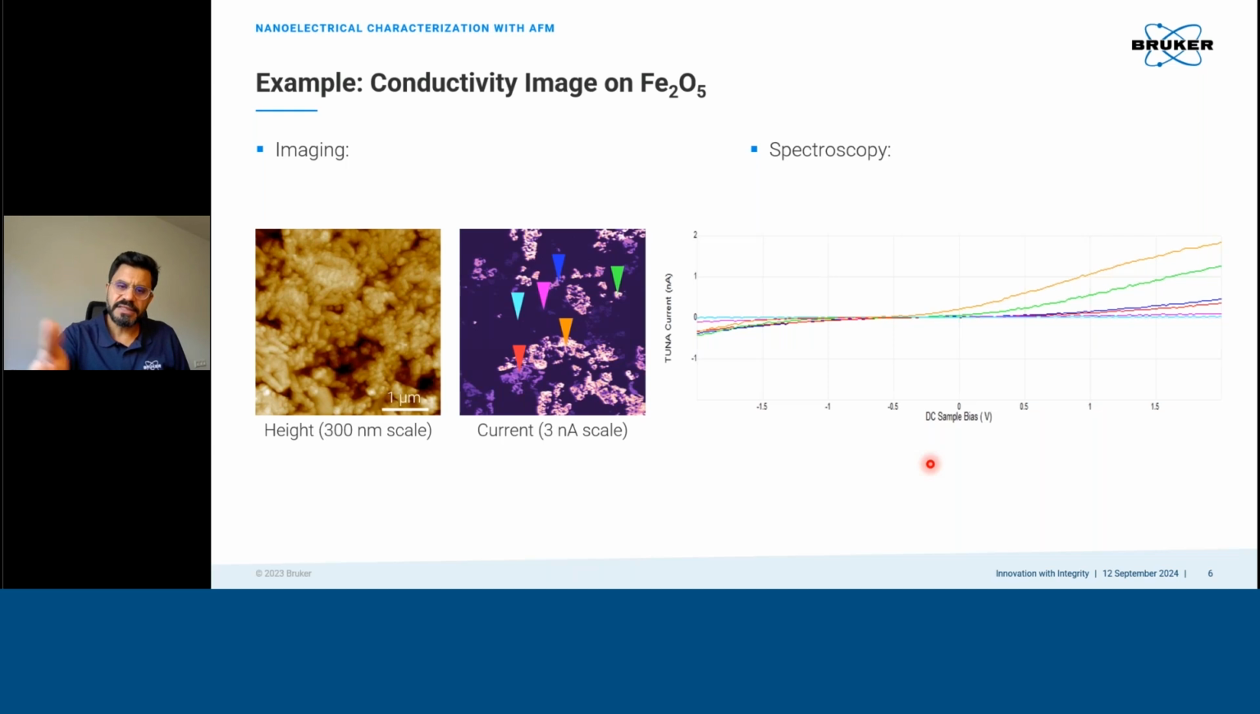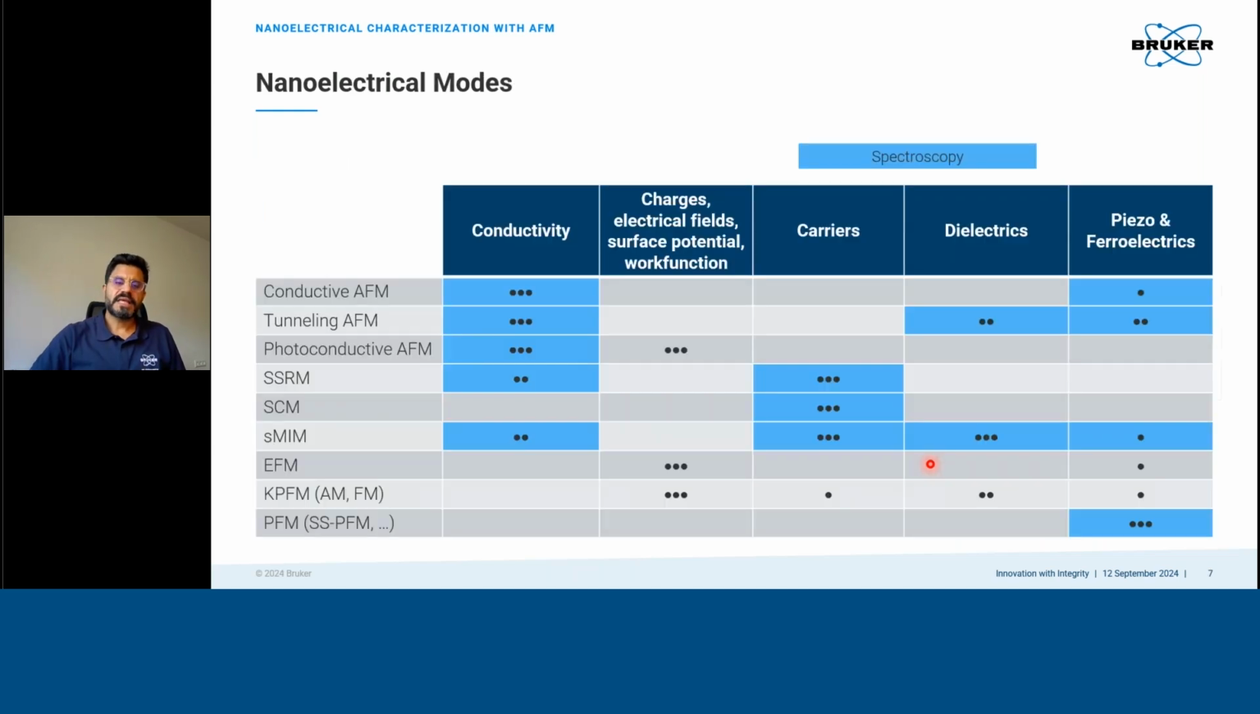So here you see at different points, pointed with these different triangles, we see that the material behaves differently from the point of view of electrical behavior. I think this spectroscopy functionality is possible for different methods, but not all methods in nanoelectrical characterization with an AFM. And basically, if we go back to this table, you see that conductivity, carriers, dielectrics, and piezoelectric materials could all be characterized spectroscopically as well as by imaging, right?